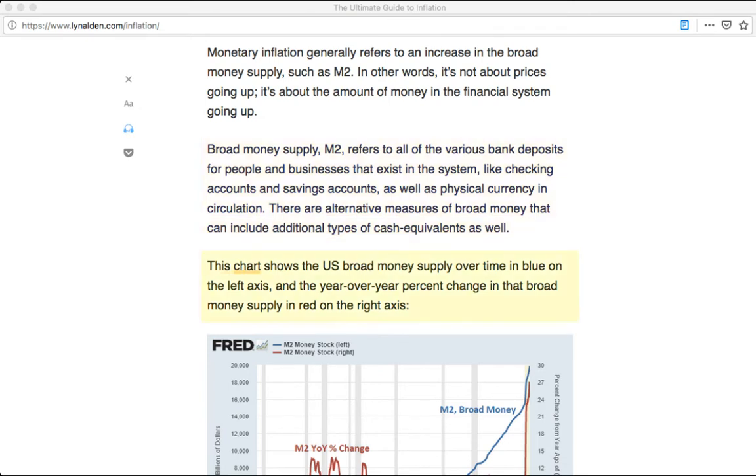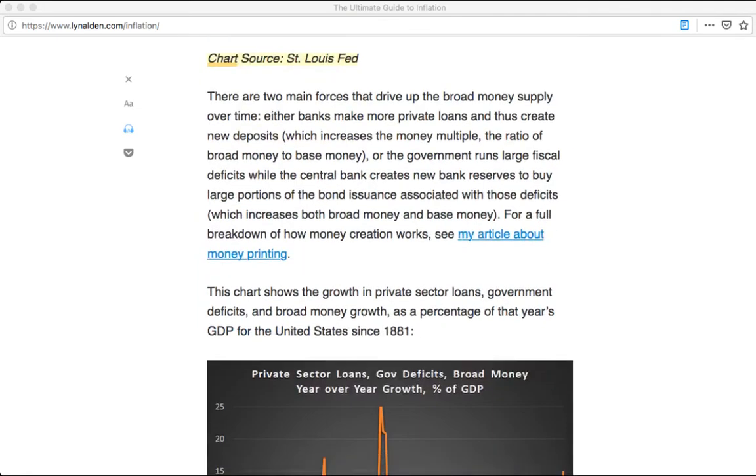This chart shows the U.S. broad money supply over time in blue on the left axis, and the year-over-year percent change in that broad money supply in red on the right axis. Chart source: St. Louis Fed.